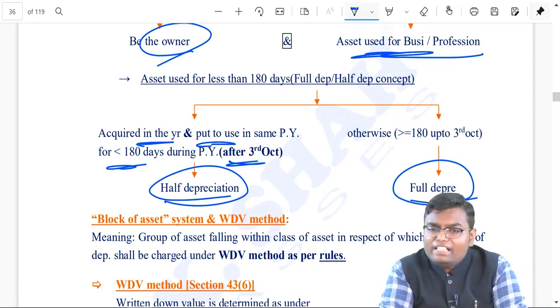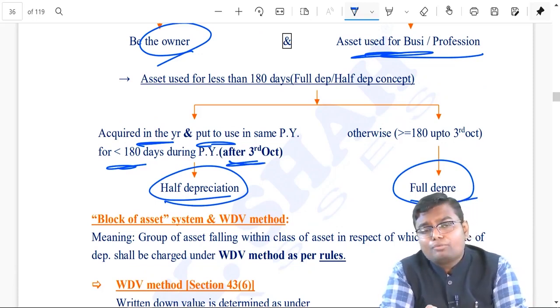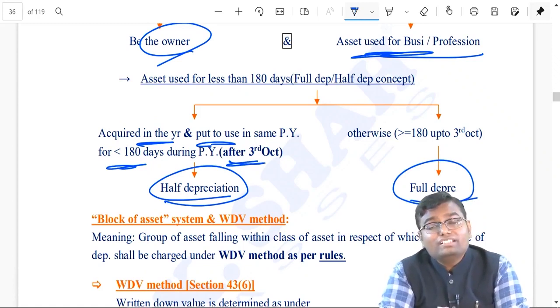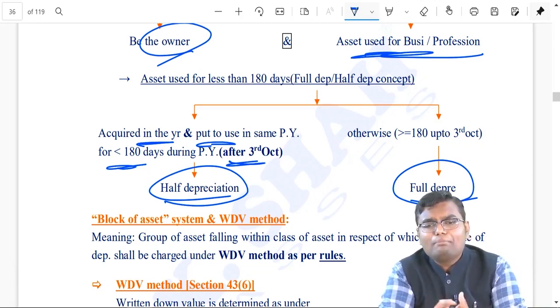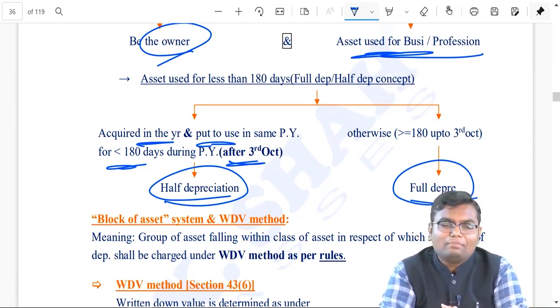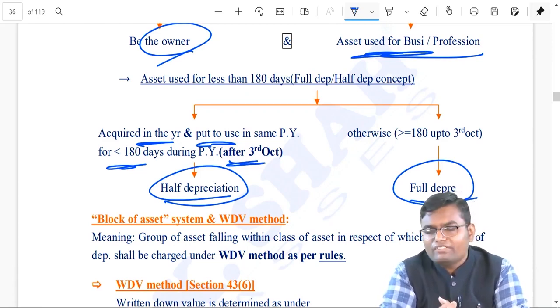Now let's say in 2021 I have purchased the asset but put it to use in the year 21-22. Then remember, in the year 2021 you have not used the asset, and that's why in the year 2021 you will get 0 depreciation. But in the year 21-22, irrespective of the number of days, you will get full depreciation, because the year in which it was acquired and the year in which it was put to use is not the same year. It is a different year. So the half depreciation concept is never applicable. Then from 21-22 onwards, you will get full depreciation.